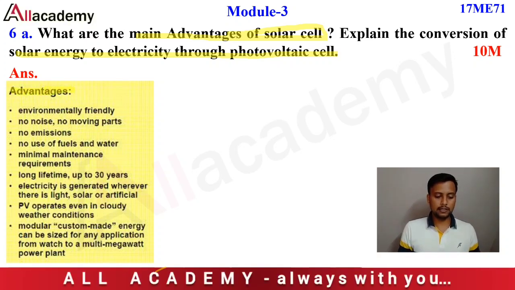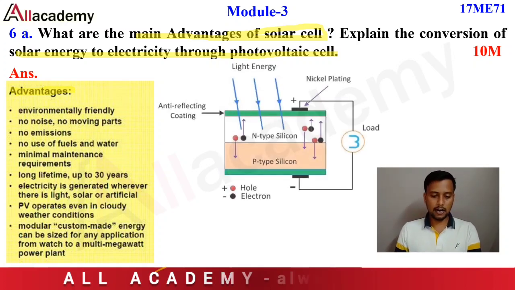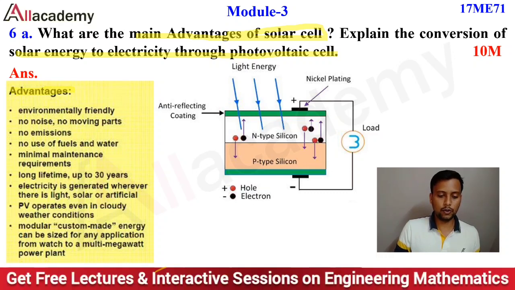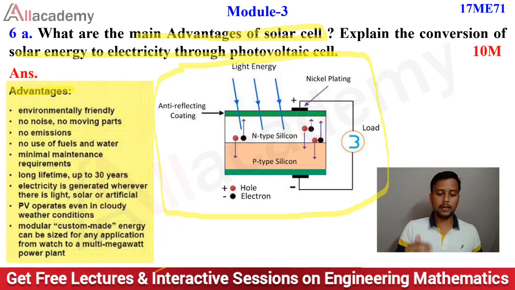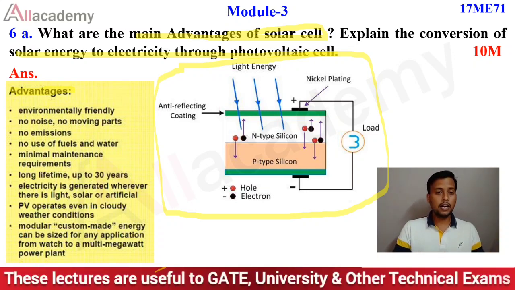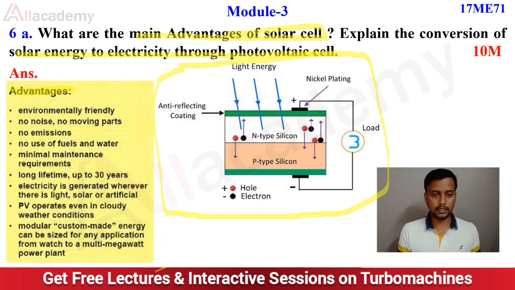So if you have written these or some other different advantages also, then it is okay. And with respect to the conversion of solar energy into electrical energy, the photovoltaic cell figure I have shown here. So this is a photovoltaic cell figure. Those who have drawn this or a similar figure with the N type, P type, and named all those parts and explained how this conversion will take place, how the solar radiation is received and how this solar energy is converted with the help of these N and P type silicon categories, based on that you may get full marks.